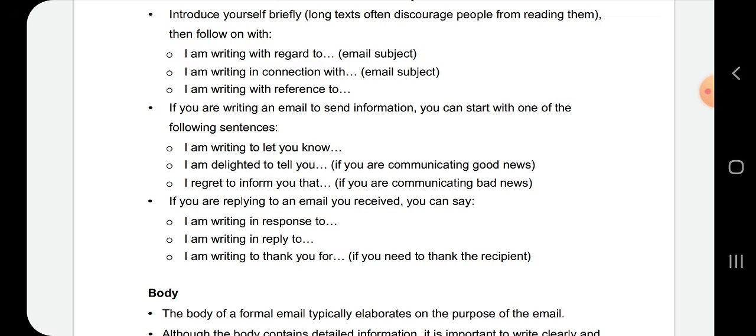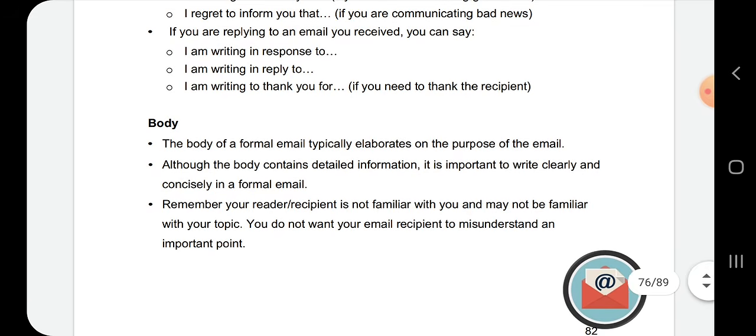I am delighted to tell you, or I regret to inform you. If you are replying to an email you receive, you can say I'm writing in response to, or I'm writing in reply to. And then the body of a formal email typically elaborates on the purpose of the email. Although the body contains detailed information, it is important to write clearly and concisely in a formal email. Remember, your recipient is not familiar with you and may not be familiar with your topic.